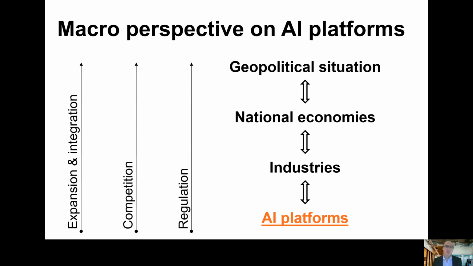That's where the macro perspective comes in. That's where we ask questions related to interactions between AI platforms and how AI platforms might impact industries. As we have already seen in many examples at the beginning of this presentation, there are clearly many use cases across a wide range of industries. So we do expect impact on the national economy level and potentially even impact on the geopolitical situation. We ask these questions on the macro level along three axes: expansion of AI platforms and their integration with industries, competition, and regulation.